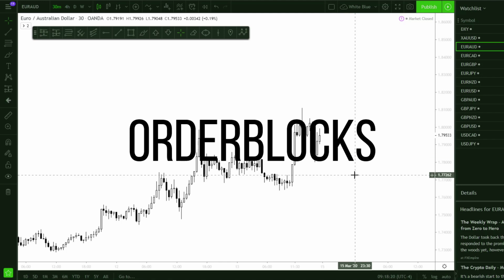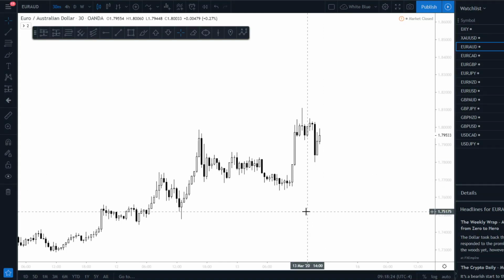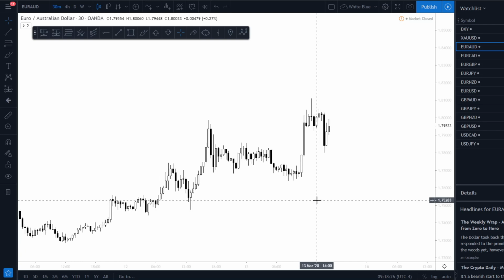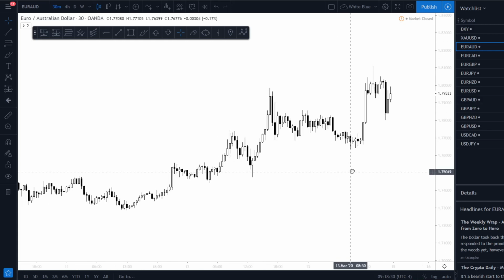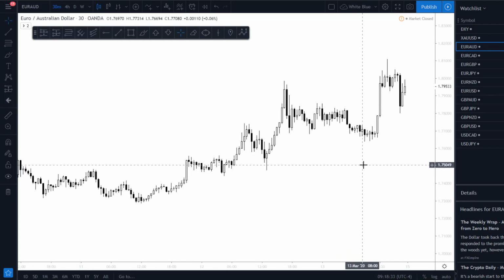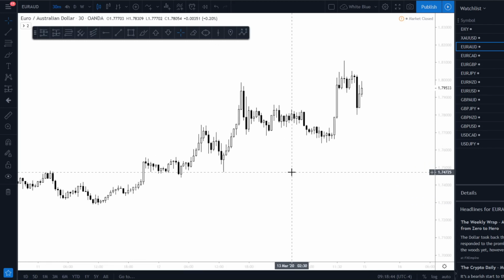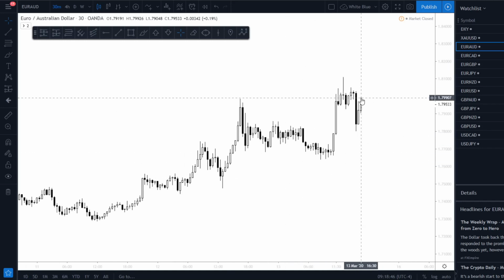We're on Euro AUD. The first one we're going to be having a look at is order blocks, and basically how to find order blocks. Obviously I'm no expert in this. There's many people out there that I'm sure trade order blocks in many different ways, but I'm just going to be showing you how I find the order blocks that I use. Let's have a look at the most recent one up here.